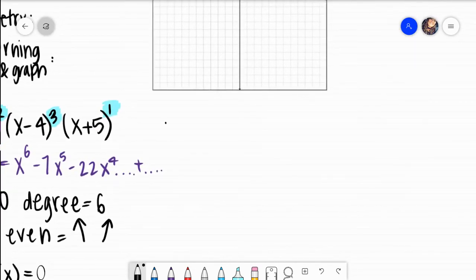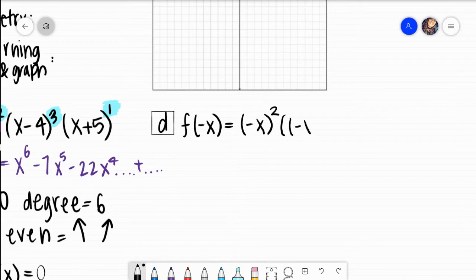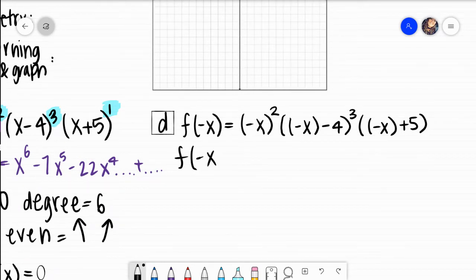Okay, so now let's do our D part of the problem. Our D part wants to know if our graph has symmetry. The way you figure out if a graph has symmetry is to do the test to see if it's even or odd or neither. So if we plug in our negative x into our function, we have (negative x) squared. And then we have (negative x minus 4) cubed. Then I have (negative x plus 5), raised to the first power. So still working on my negative x.